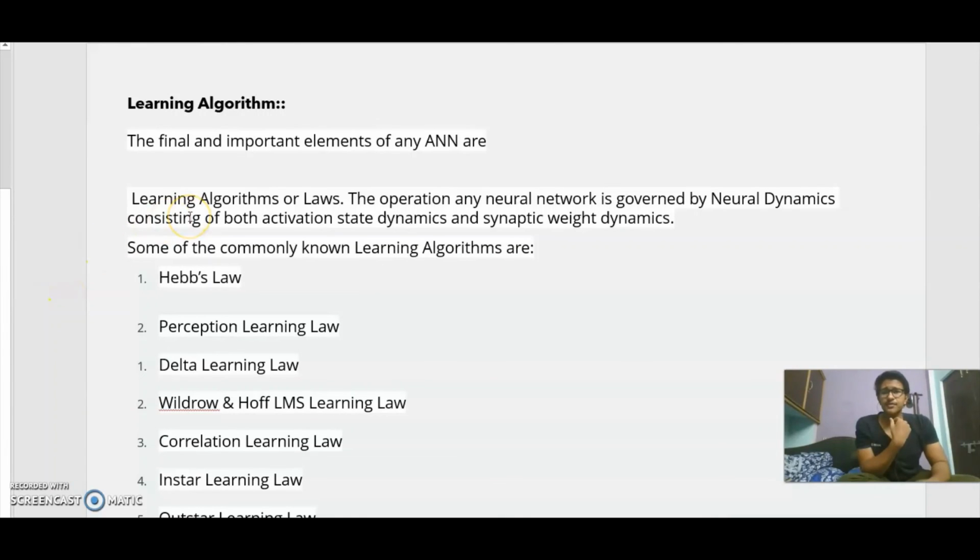These are a few learning algorithms, right? Hebbian learning, perceptron learning law, delta law. These are learning algorithms that we are going to learn in further COs.